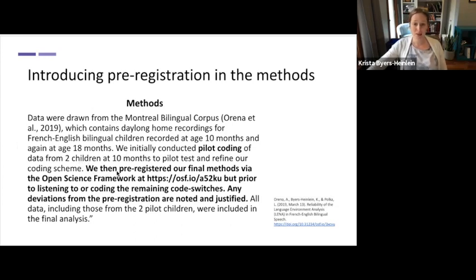And then it says, we then pre-registered our final methods on the Open Science Framework, this website, but prior to listening to or coding the remaining data. We mentioned that any deviations from the pre-registration are noted and justified. So that is to say, you most likely will deviate from your pre-registration. There will be things that are unexpected. Your data won't have the type of distribution maybe that you expected it to have. There will be missing data that you didn't expect. That's completely fine. All that you do is you note it. You note any deviations from pre-registration when you write up the manuscript. So to make it very transparent.